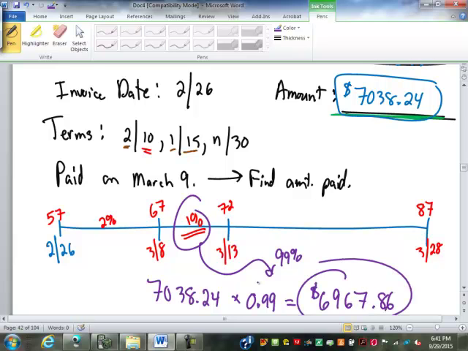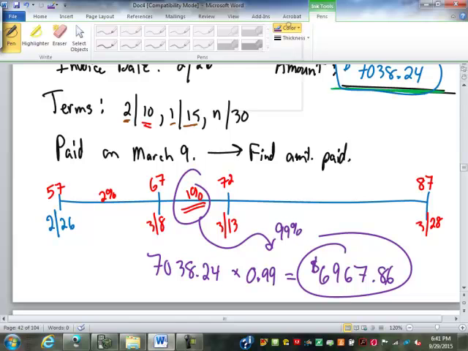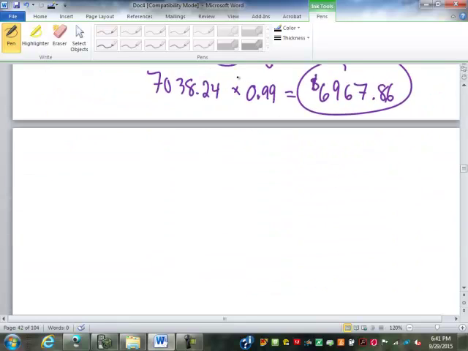That is the amount paid after all the discounts are applied from the original 86. What do you think? Doable? Doable.